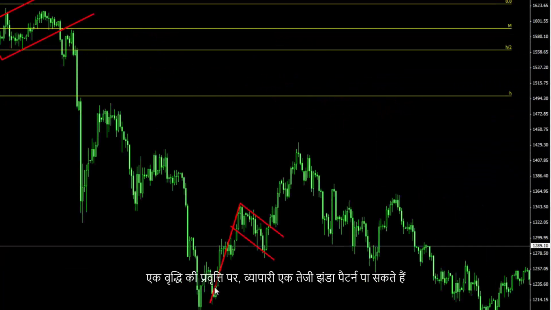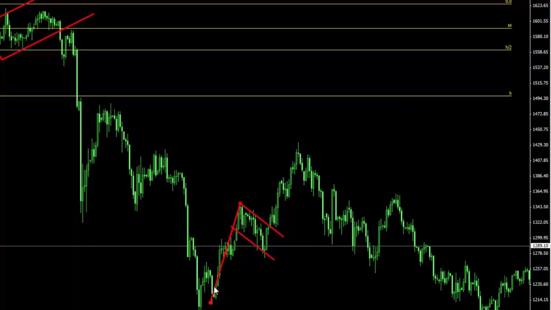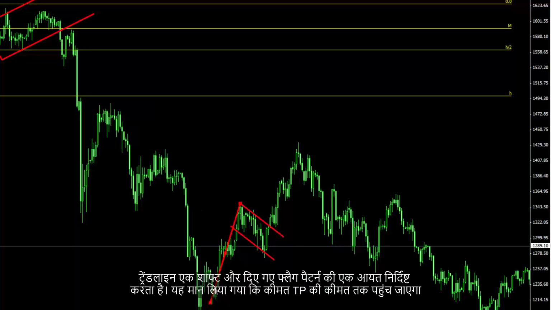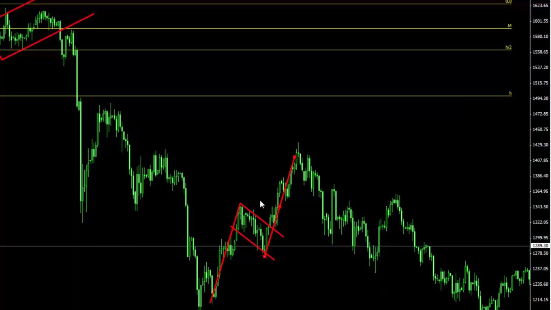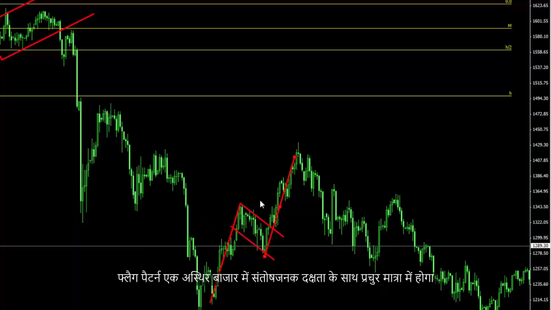On an upward trend, a trader can find a bullish flag pattern. A trend line specifies a shaft and a rectangle of the given flag pattern. It was assumed that price would reach the TP price. It would be more appropriate to consider the TP price by placing the H trend line on the last valley rather than the breakout point. A flag pattern would be abundant with satisfactory efficiency in volatile markets.